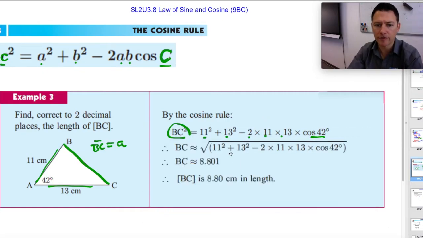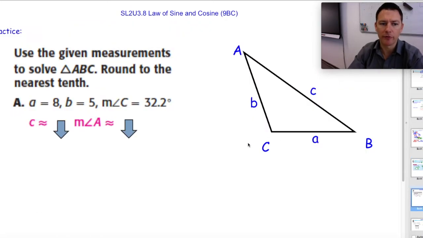When you crunch those numbers, this is BC squared, so you have to crunch those numbers and then take the square root, and you should get like 8.8. Cool. Cosine rule. Super helpful. If you want to try it again, try AB.